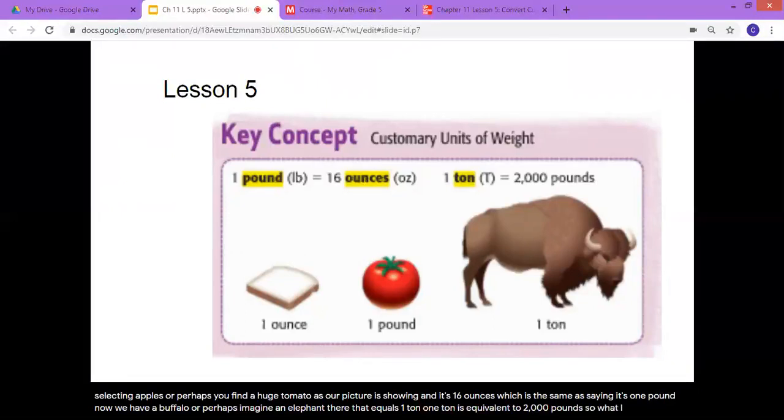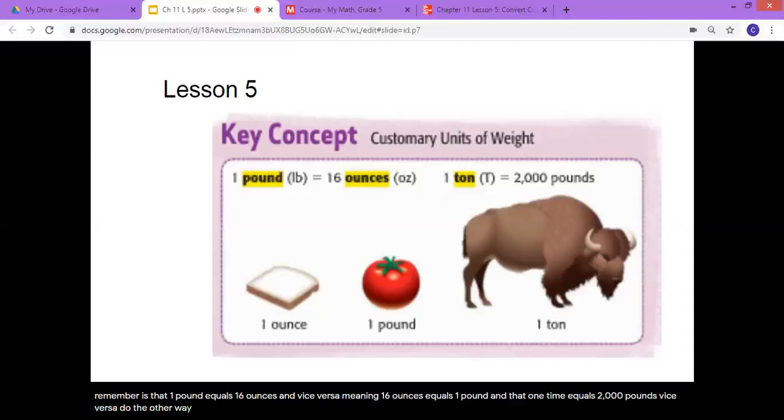So what I need you to remember is that 1 pound equals 16 ounces and vice versa, meaning 16 ounces equals 1 pound, and that 1 ton equals 2,000 pounds, vice versa. Do it the other way. 2,000 pounds equals 1 ton.